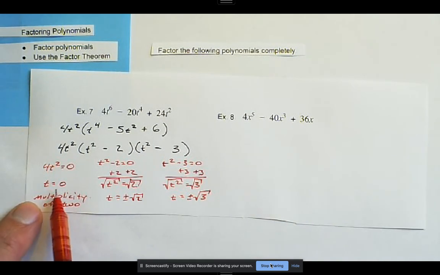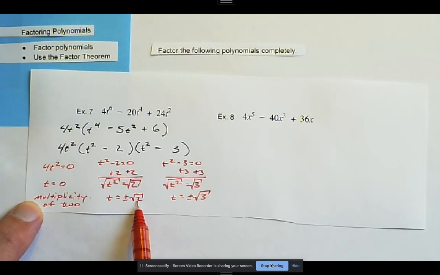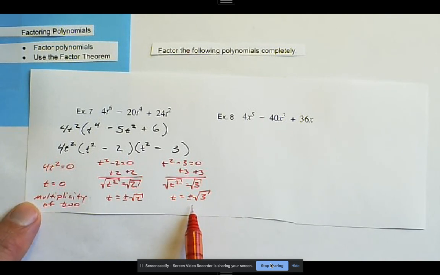So we have two solutions at 0, multiplicity of 2. We have plus or minus the square root of 2, so that counts for 2 solutions. And this also counts for 2 solutions at plus or minus the square root of 3.